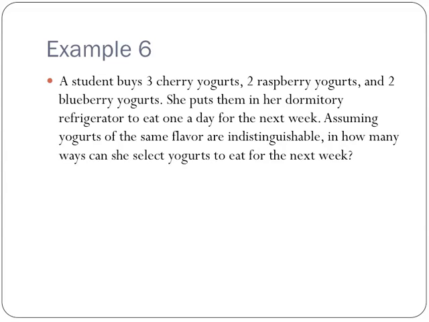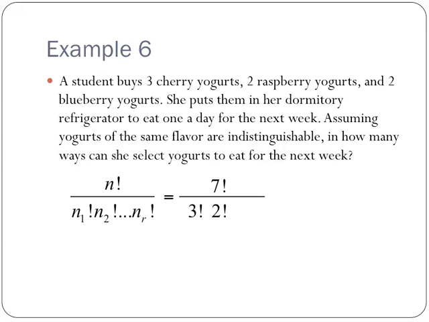First, start off with how many yogurts there are altogether. So 3, 2, and 2, that's 7 altogether. Now on the bottom, we're going to write out everything that is indistinguishable. We're told that yogurts of the same flavor are indistinguishable. So we have 3 of the cherry, 2 of the raspberry, and 2 of the blueberry. So we're going to have 3 factorial, 2 factorial, and 2 factorial on the bottom. Simplifying this, we get that this is equal to 210. So there are 210 ways that she can select yogurts to eat for the next week.